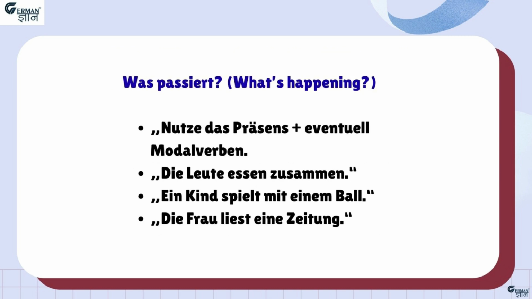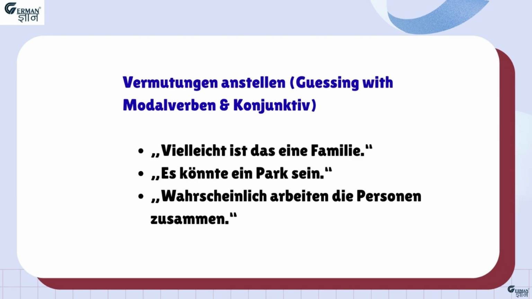Was passiert means now you have to tell what is happening in the picture. For this you can use nutze das Präsens plus eventuell Modalverben, meaning use the present tense. For example, die Leute essen zusammen means the people are eating together. Ein Kind spielt mit einem Ball. A child is playing with a ball. Die Frau liest eine Zeitung. The woman is reading a newspaper.